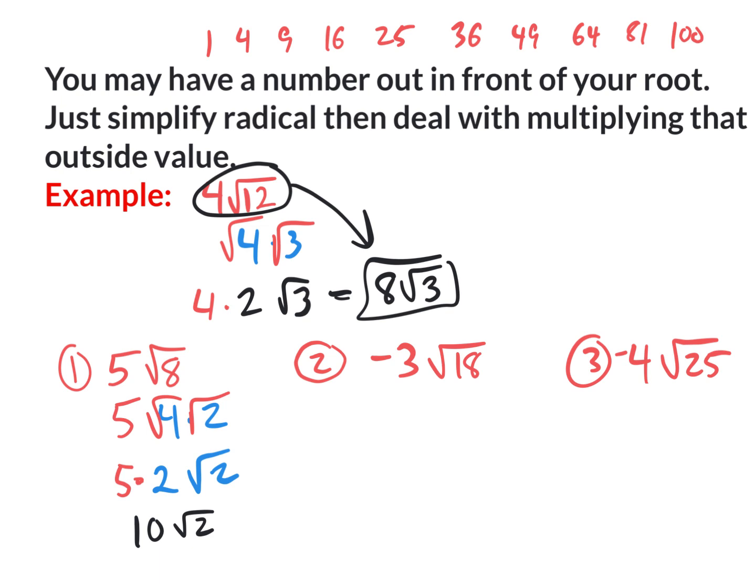Anyway, moving on to number 2. Once again, you have a number out in the front. You have a number in here. If you could simplify it, which we can, we want to rewrite it with multiplication to get a perfect square number. What would I rewrite it as?